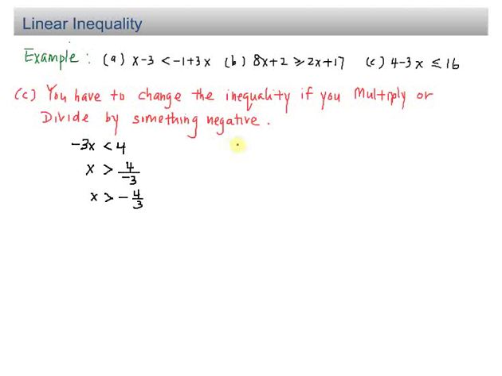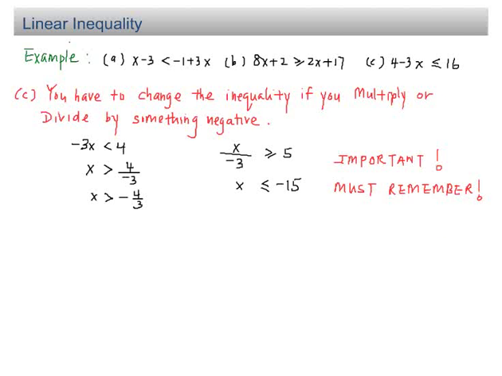Another example, if I have x over -3 more or equal to 5, I need to multiply both sides by -3, which is a negative number. When you multiply with a negative number, you need to switch your inequality from more or equal to less or equal. 5 multiplied by -3, you have -15. So this is very important. Make sure you remember this and don't make the same mistake again.